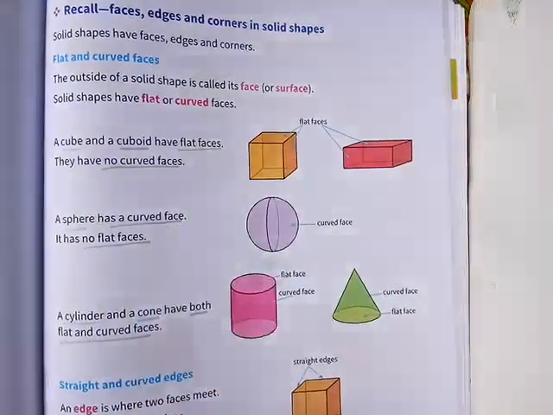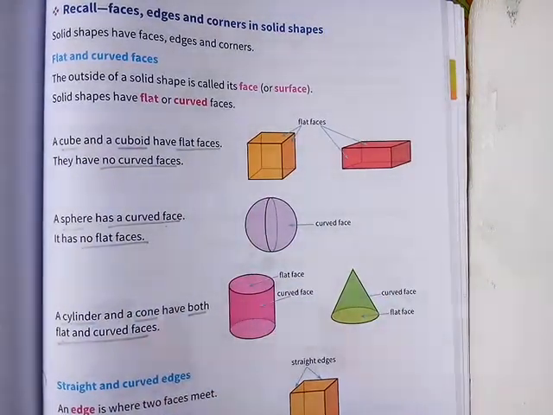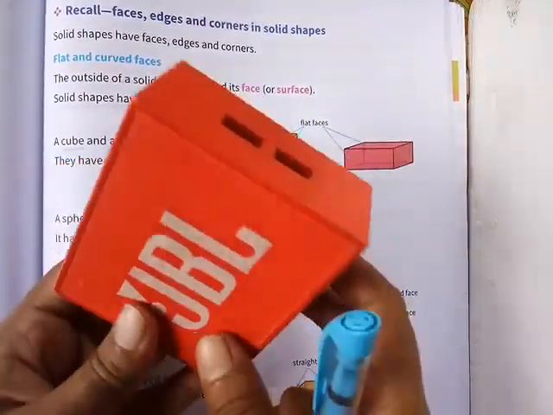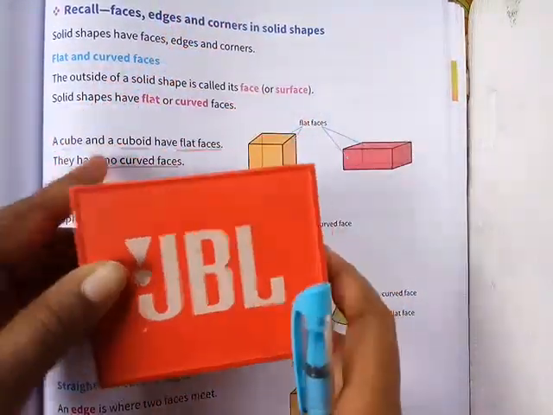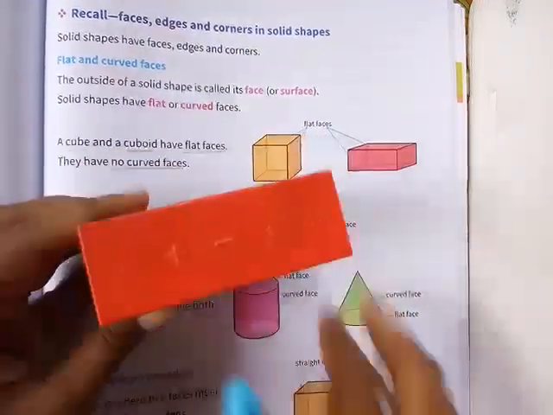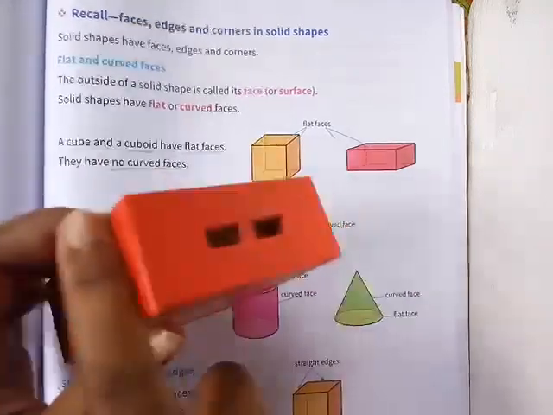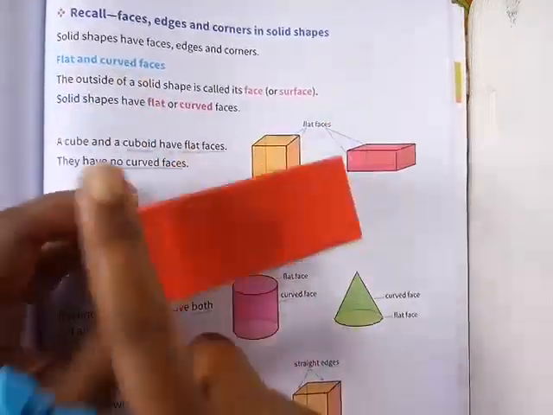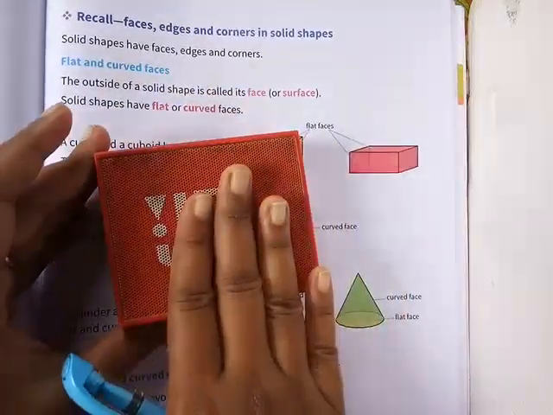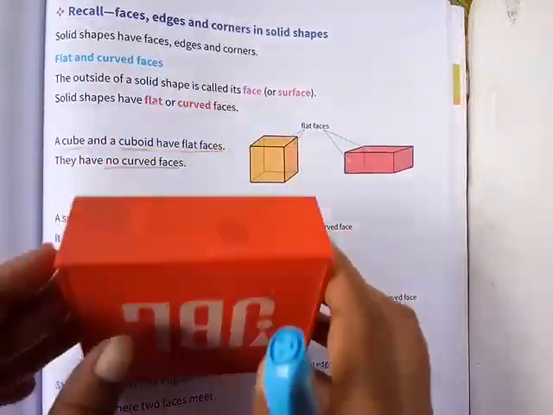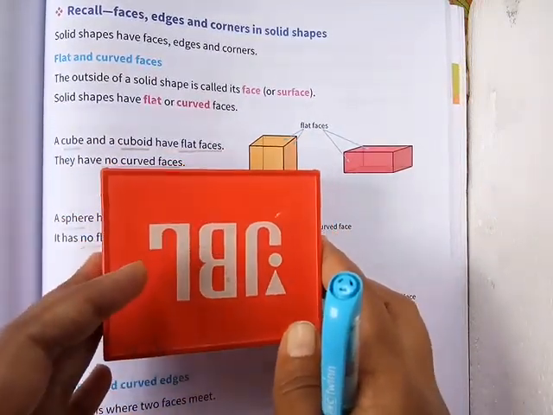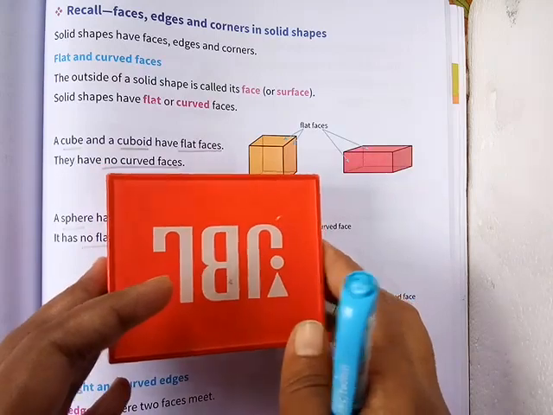Now I am giving you an example of cube. This is a form of cube. This is a cube. Now which one is face? This is one face. Second face, third face, fourth face, fifth face, and this one is sixth face. So a cube has 6 faces. Similarly, a cuboid also has 6 flat faces.